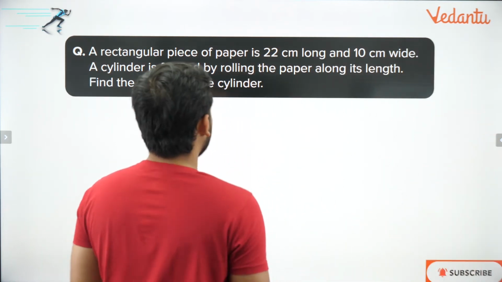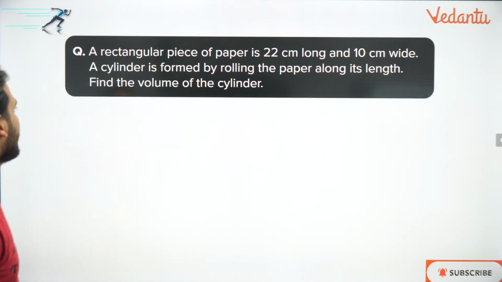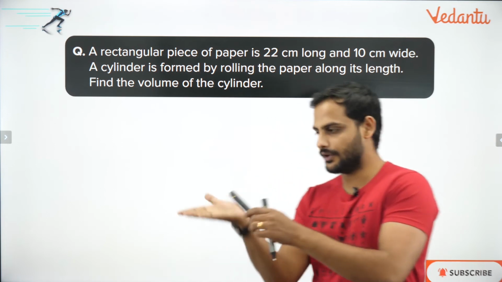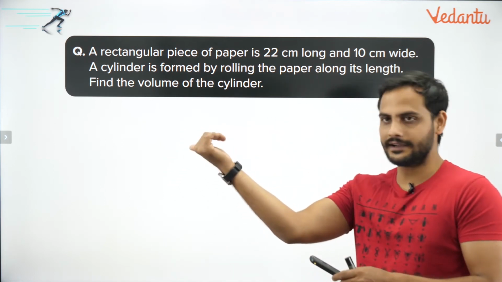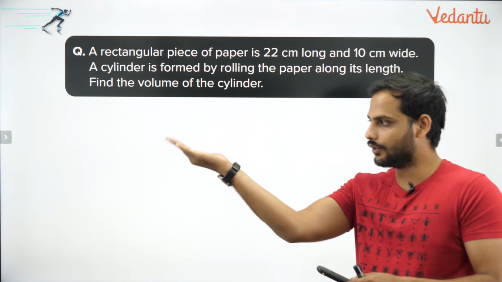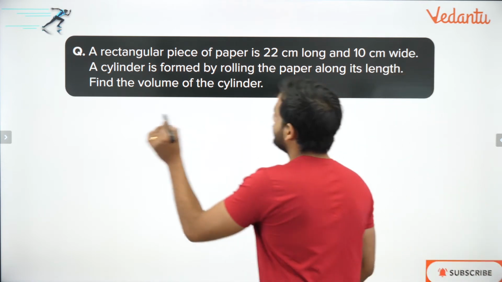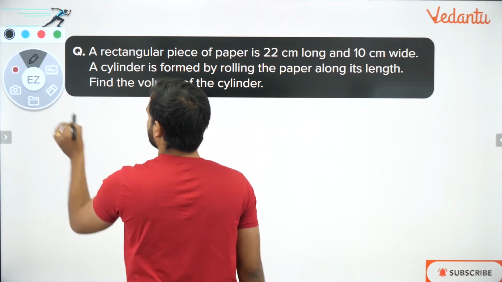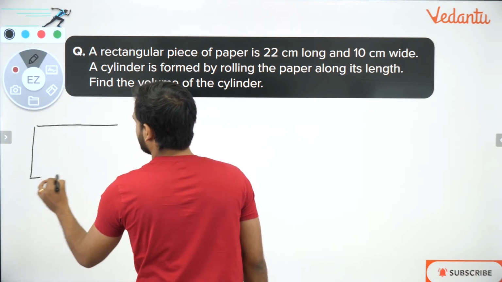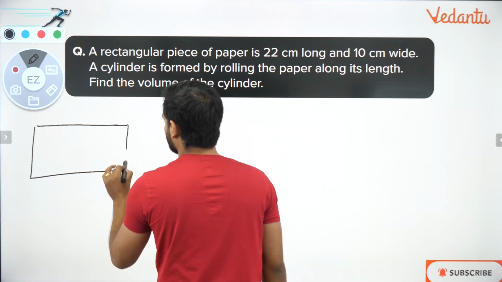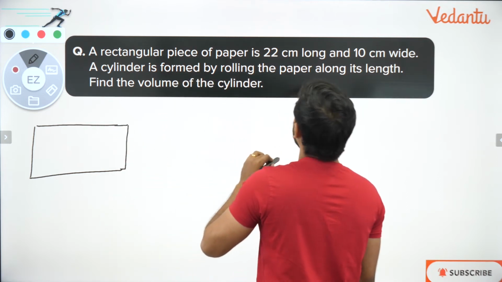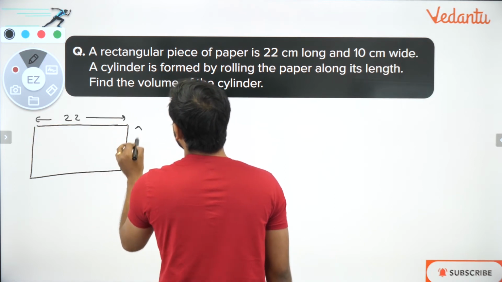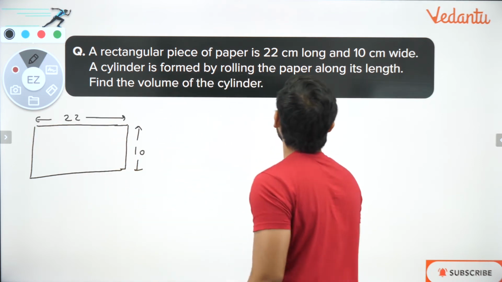A rectangular piece of paper is 22 centimeter long and 10 centimeter wide. A cylinder is formed by rolling the paper along its length. So suppose if you have a rectangle. Now, when you roll a rectangle, you will get a cylinder. So you had a rectangle like this. This was a rectangle, 22 centimeter long, 10 centimeter wide, formed by rolling the paper along its length.